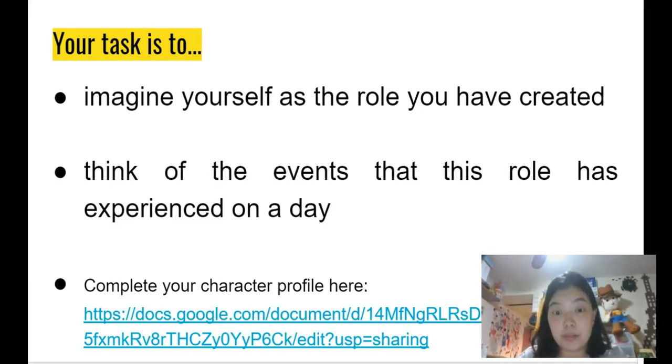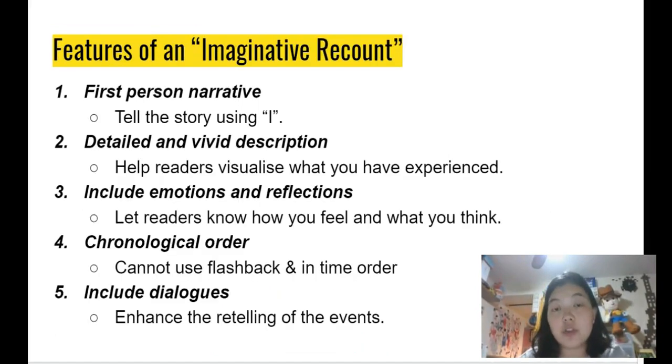Filling that character profile, I believe that you will know yourself really well as the imaginary role, and you can then think of one day, the life of the character, one day in 1912, and think about any special event that would happen to this character. And then I would like to remind you some features and also the structure of writing an imaginative recount.